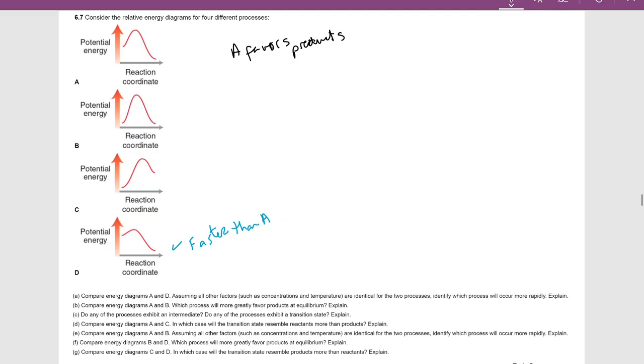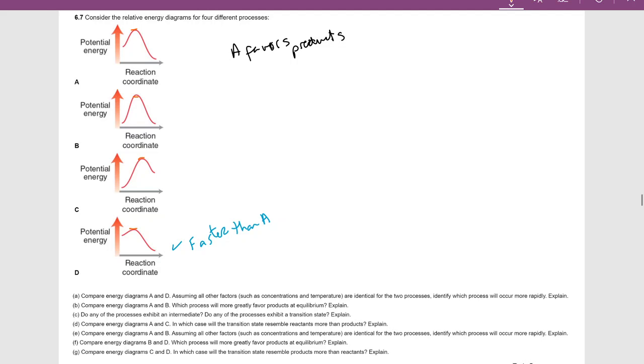Okay. Do any of the processes exhibit an intermediate? Do any processes exhibit a transition state? And explain. Well, there's no intermediate here because we don't have the valley, but they all have a transition state right at the peak. Okay.